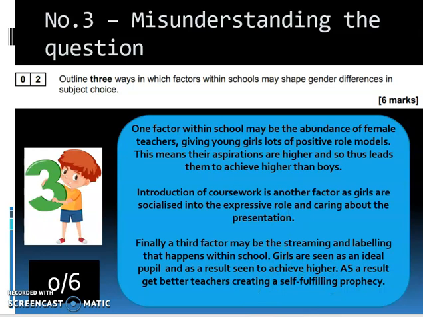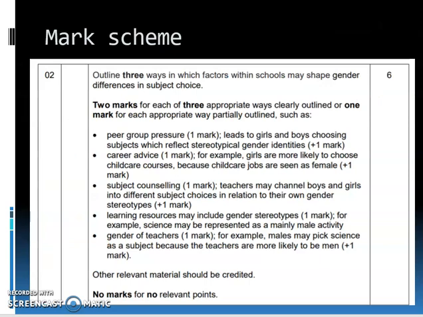Okay. And secondly, it's also asking for factors within the school. So if the student has referred to any external factors, this will have also lost marks. So let's have a look at the mark scheme and let's see what you could have used. So you may wish to pause this and then have a go at answering this question.